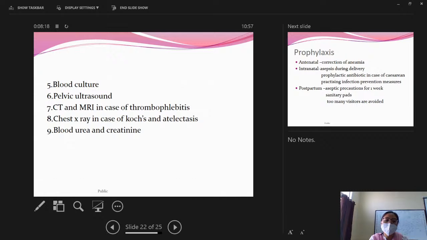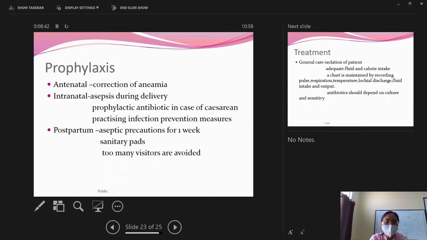We might have to go for a CT or MRI scan, MRI in case we are suspecting thrombophlebitis. And a chest x-ray if we are suspecting that the patient is having atelectasis after the C-section, or if we suspect that the fever is secondary to TB. Blood urea and creatinine also need to be done.